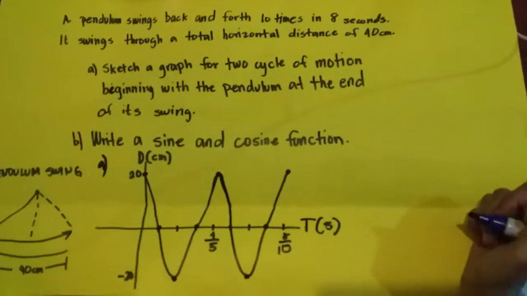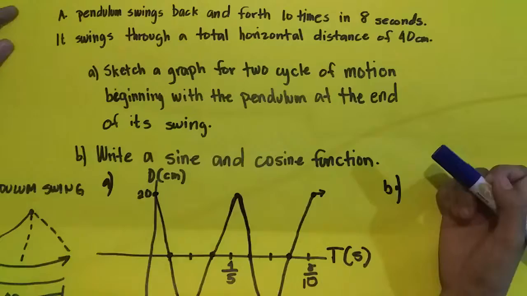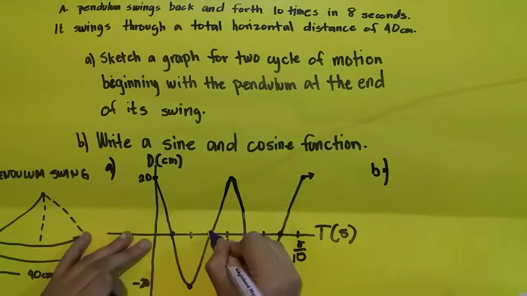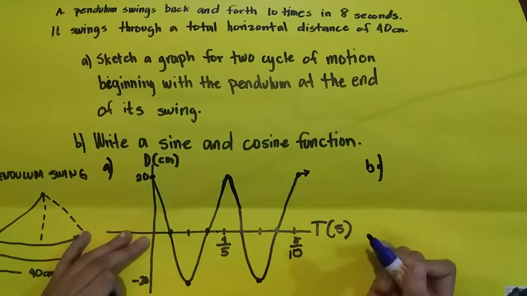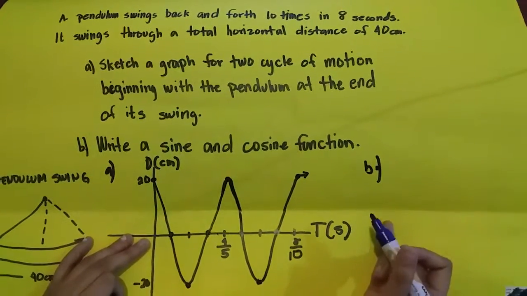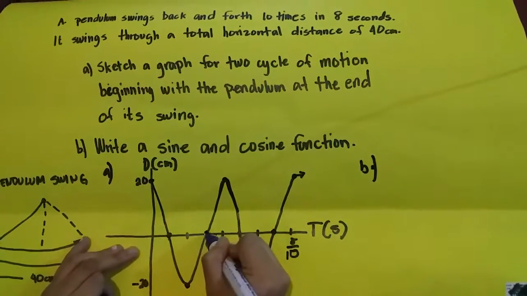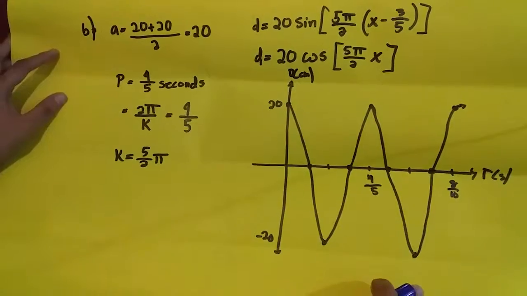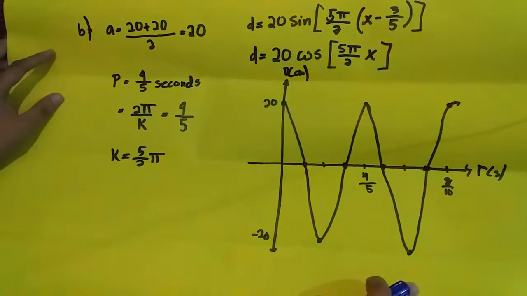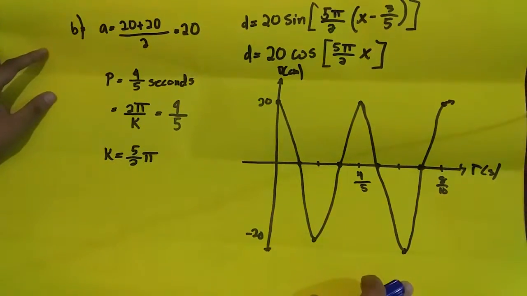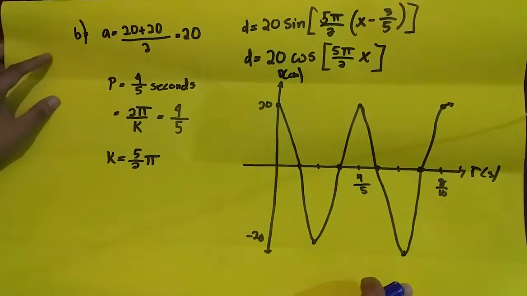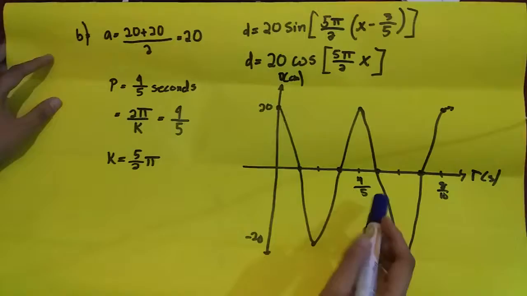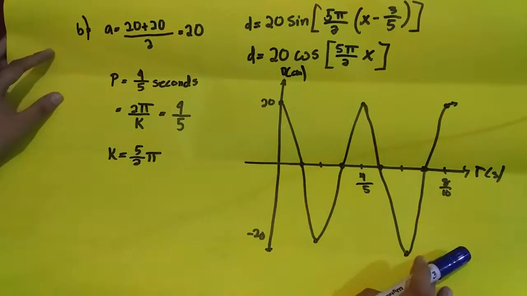Now let's write our sine and cosine functions. For the sine function, I'll start my sine function at this point over here. As I have discussed, sine starts at the middle. So this point starts at the middle. In order for us to have our equations for sine and cosine, we will find the k value and the amplitude. A is equal to 20 plus 20 over 2, which is 20. P, or our period, is here 4 over 5 seconds.